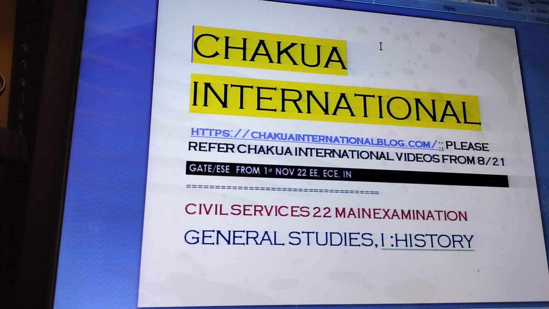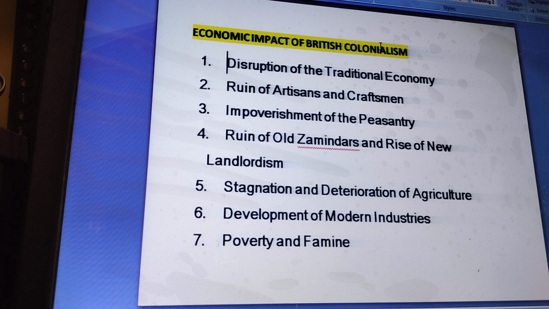This is related to the Civil Services Main Examination, General Studies Paper 1, History, and the subject is the Economic Impact of British Colonialism. The colonial exploitation was carried out broadly in three phases. The first phase, 1757 to 1813.